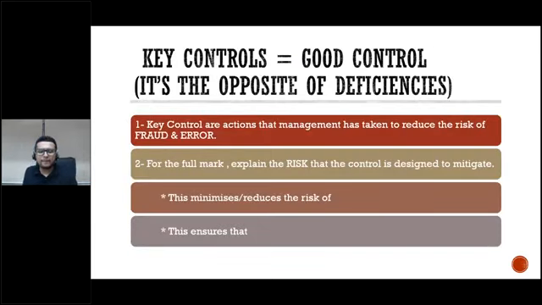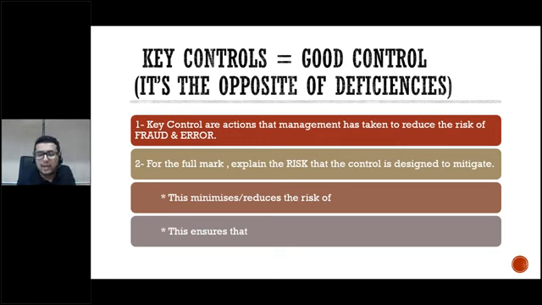How to explain key control, how to identify and how to explain the key control. Key control means good control, and yes, it is the opposite of deficiency. A poor control or a deficiency is something which an auditor hates. A good control or key control is something on which an auditor might seek to place reliance. So key controls are the actions that management has taken to reduce the risk of fraud and error. These are good controls. In order to get full 1 mark, we have to identify the key control from the question, and then we have to explain it.